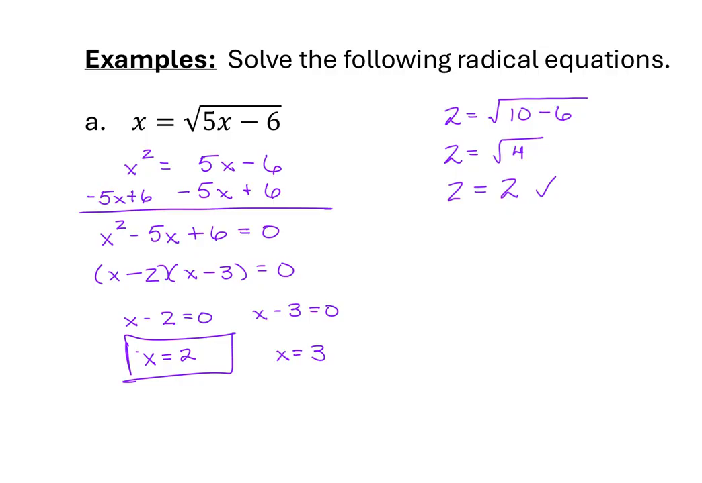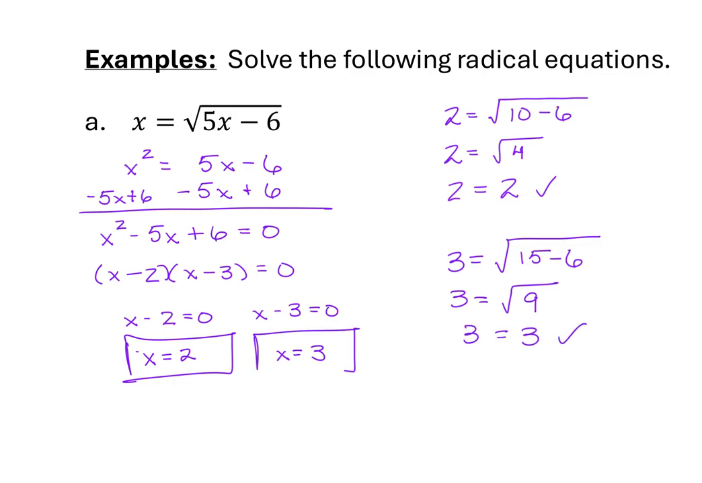All right, let's check the other one. If we plug in 3, we get 3 equals the square root. If we multiply 5 times 3, we get 15. 15 minus 6 is 9, and the square root of 9 is 3. This one checks out, and so we can go ahead and keep this answer as well.